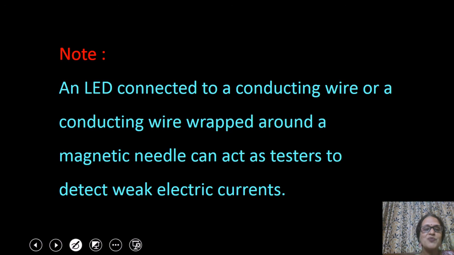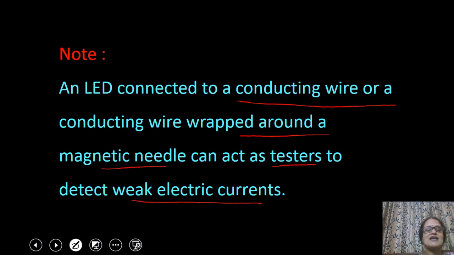So one more point I would like to mention here. Students, when an LED is connected to a conducting wire, or a conducting wire is wrapped around a magnetic needle, it can act as a tester to detect weak electric current. So this point we have discussed in detail also.